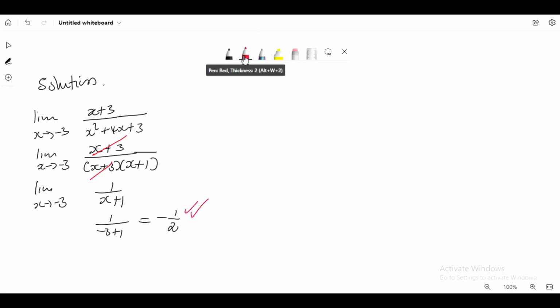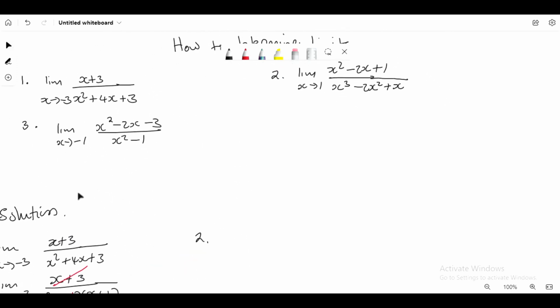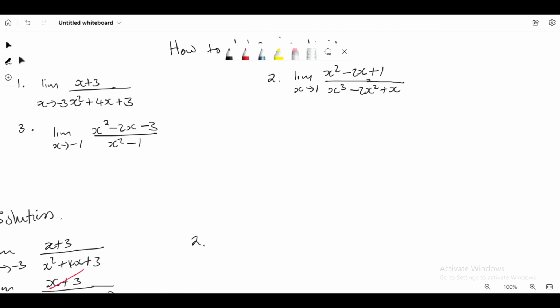Okay, so now this was number one, right? What about number two? What was number two saying? Okay, number two, let's write it here. The limit of x squared minus 2x plus 1 over x cubed minus 2x squared plus x as x approaches 1.